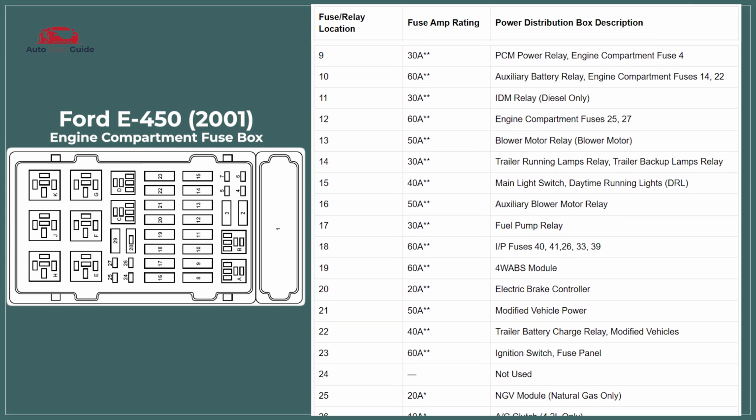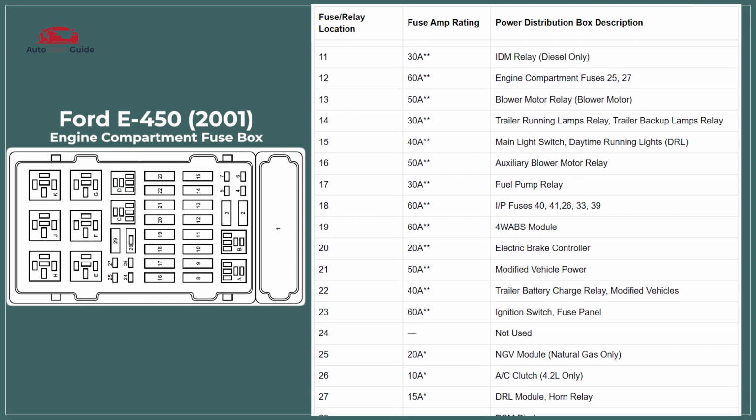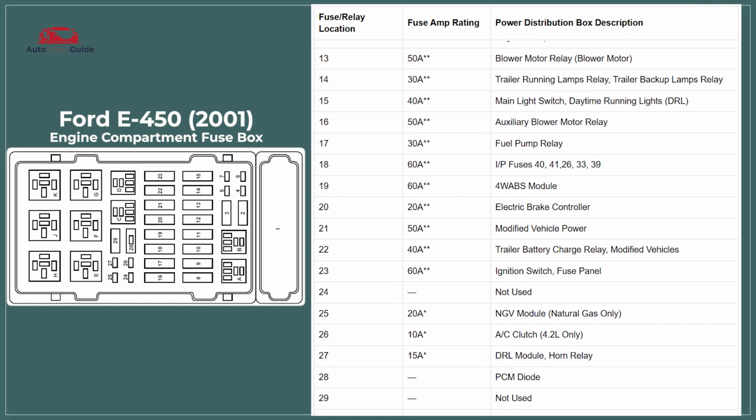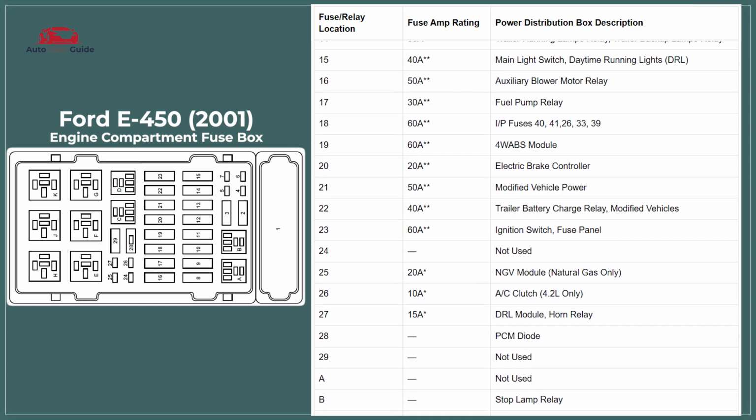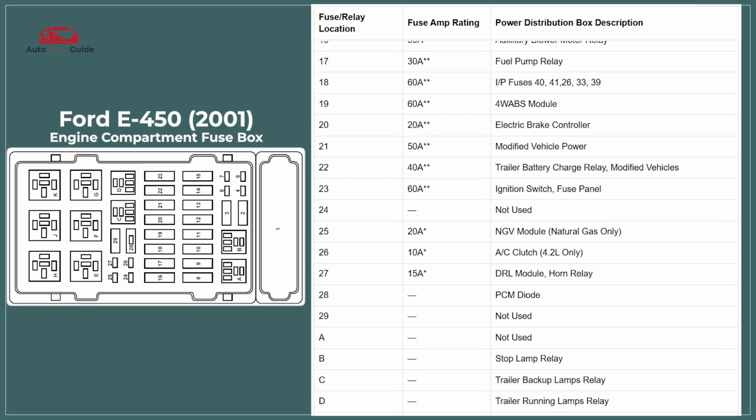The layout is organized with labeled circuits for easy troubleshooting. It ensures reliable operation of essential powertrain and safety systems.